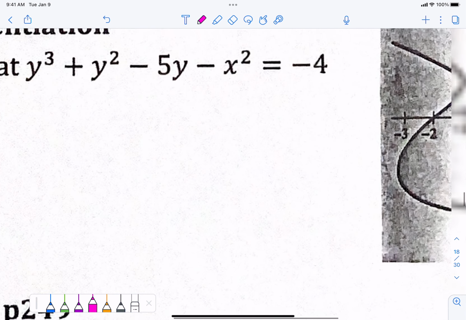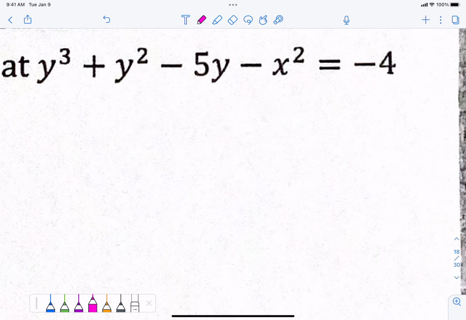Find dy dx, and we're going to do the derivative of this thing. Okay, you see all my individual chunks. 1, 2, 3, 4, 5. Do we have any product rules? No, so this is going to be all right.